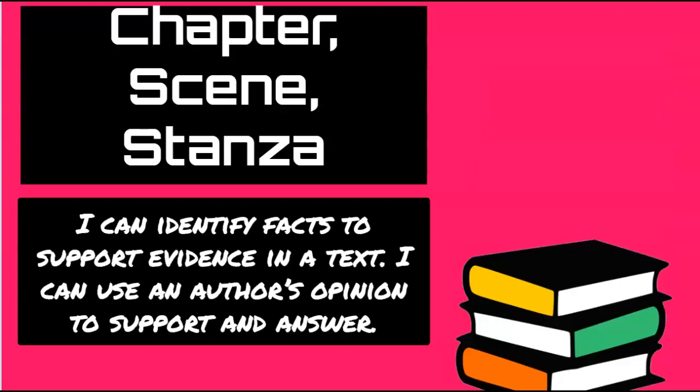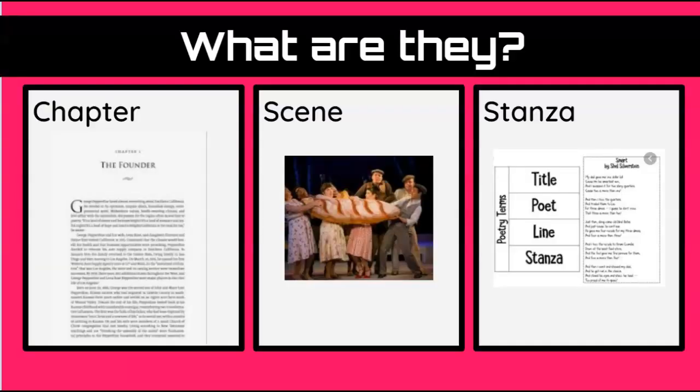For the next couple weeks, we're going to be looking at chapters, scenes, and stanzas. Now, when you hear these words, these are parts of different kinds of texts. Today, we're going to be looking at one of these kinds, and throughout the next couple of weeks, we'll be practicing some of them. So the first one we have is a chapter. Chapters are from books, and they organize a book into sections.